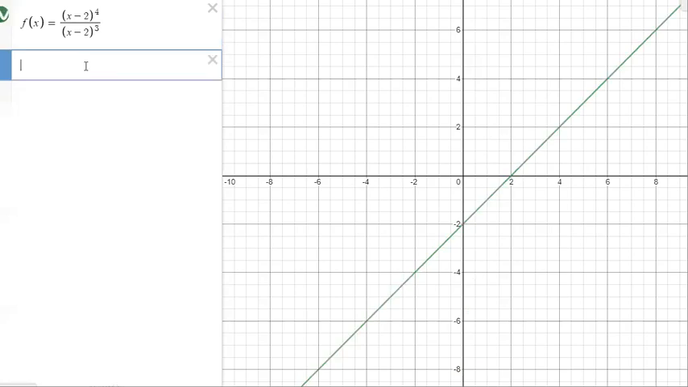That was our oblique asymptote, right? Y equals x minus 2. They're pretty much the same function anyways. So yeah, that's the oblique asymptote. But let's go through all 5 characteristics and see if we can identify them.